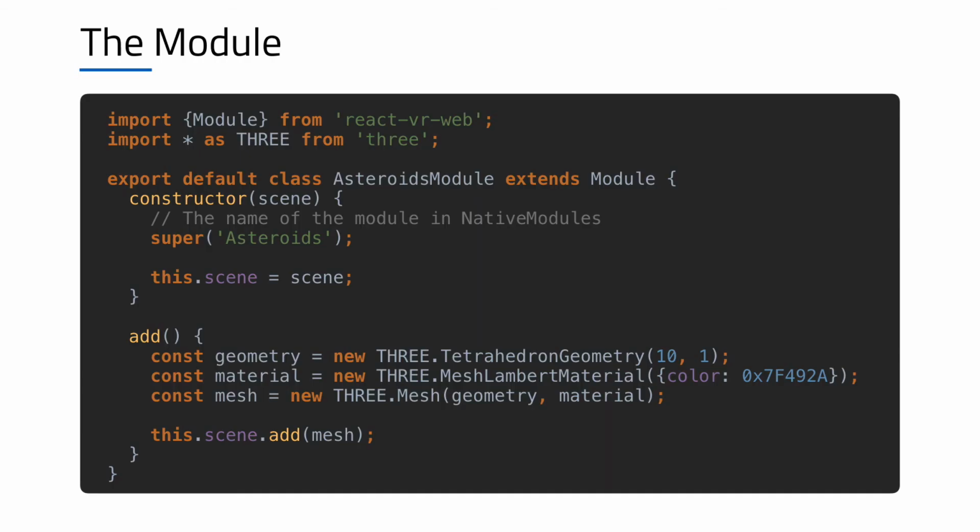So let's create a native module. Let's extend ReactVR. I need to do two things. First, I create a module, and in its constructor, I receive the Three.js scene. From this point, the Three.js scene is open to me, and I can manipulate it easily. The rows within the add function are all Three.js code. I define a tetrahedron geometry, a mesh Lambert material, and a new mesh that I'm adding to the actual Three.js scene.